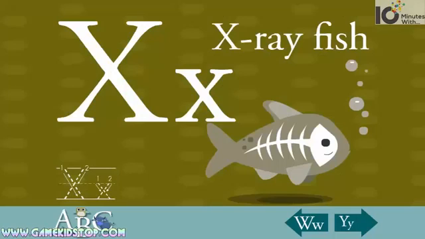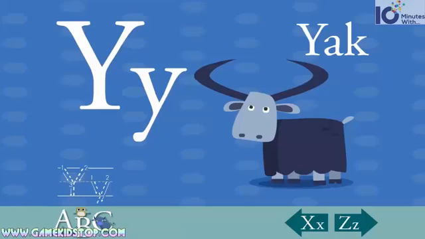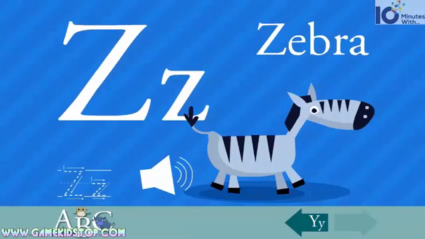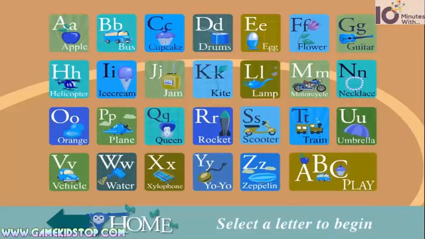X is for x-ray fish. Y is for yak. Z is for zebra. To learn more. A.